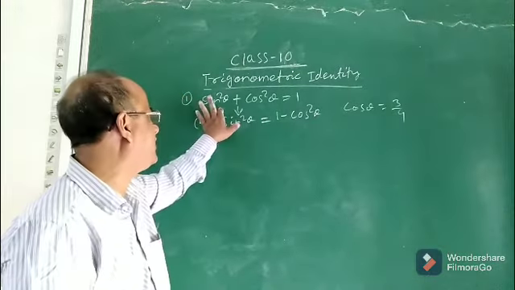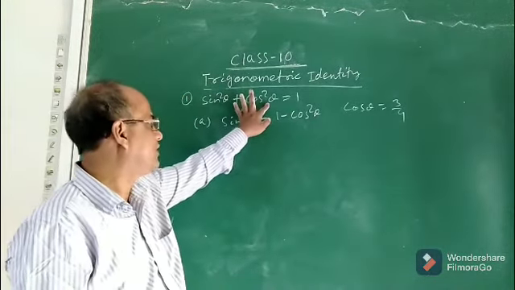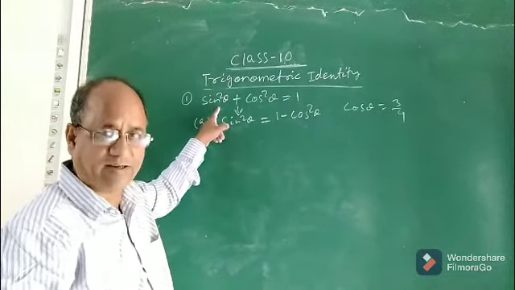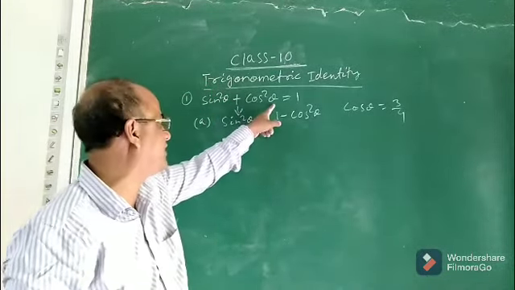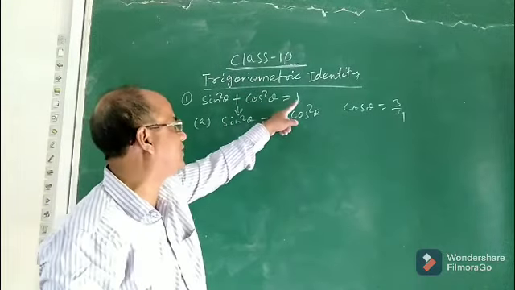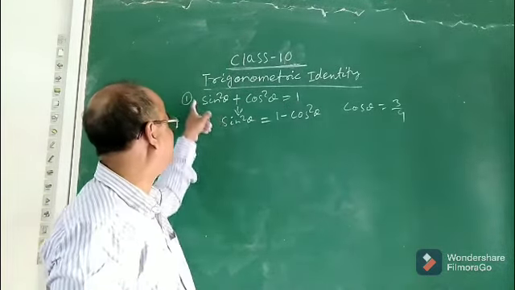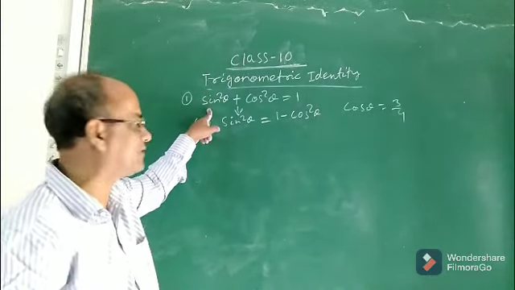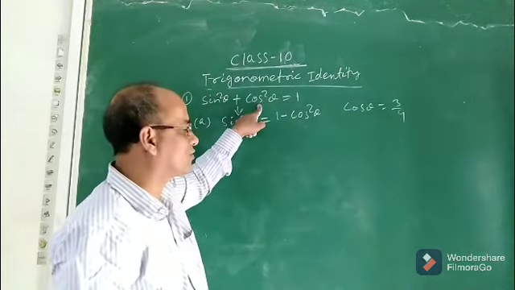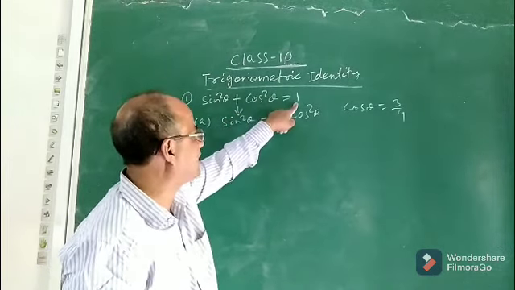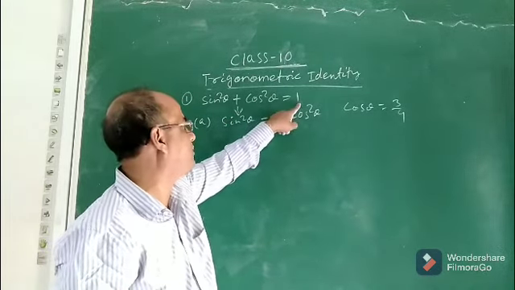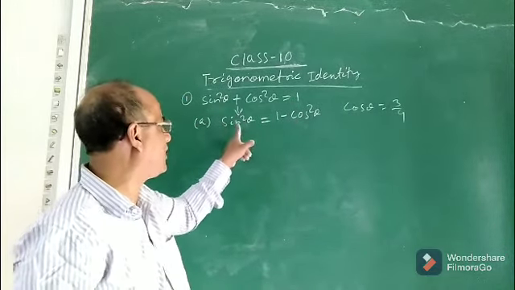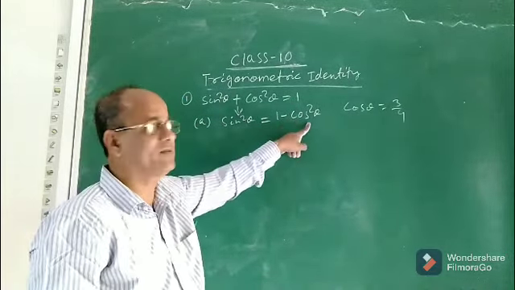Now children, if this is the identity, what are some other identities, sub identities derived from this? If sin square theta plus cos square theta is 1, what is the value of sin square theta? It will be 1 minus cos square theta, because if cos square theta goes to the right hand side, it is subtracted from 1. So the formula for sin square theta is 1 minus cos square theta.